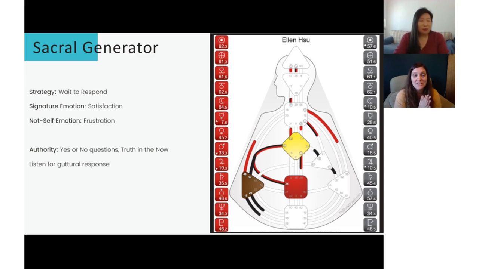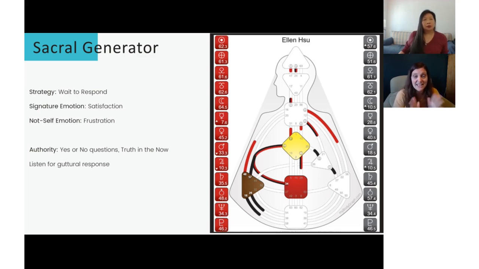Yeah, so those emotions, the signature and the not-self, are your signpost. They tell you if you're doing a good job following your strategy and authority or not. Also, when you're not sure what to do, that signature emotion is really key. So the thing you want to ask yourself is, what can I do right now that would make me feel really satisfied? And just know it doesn't need to be something productive, or something that's going to lead you to that next thing.